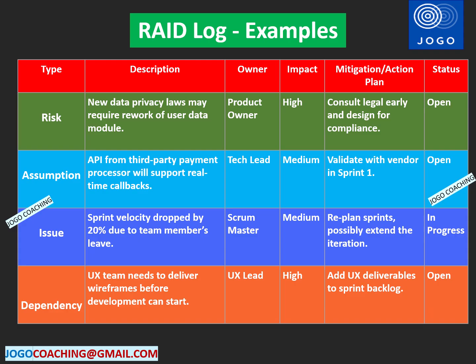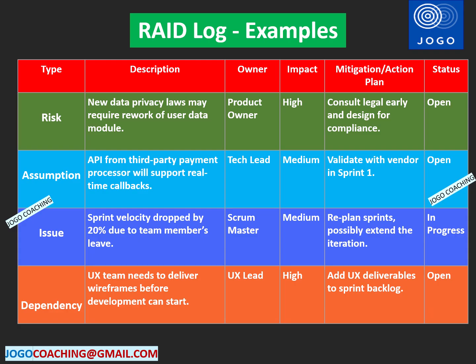The second example is assumption. The example is: the API from the third-party payment processor will support real-time callback. So we are assuming that the third-party payment processor may support it. This is assigned to the technical lead. We are seeing a medium impact. And here we need to validate with the vendor in sprint one whether this will be supported or not. We are assuming, and we need to validate it. This is the assumption.